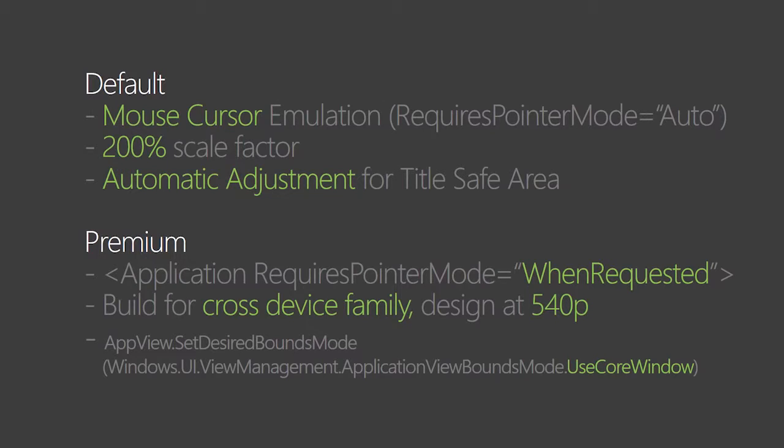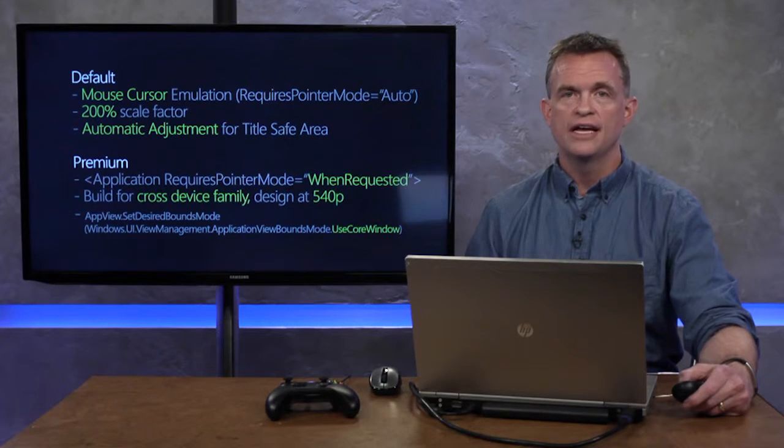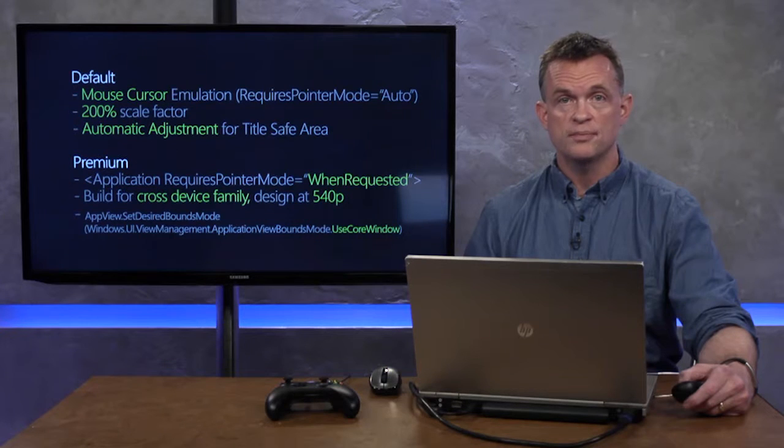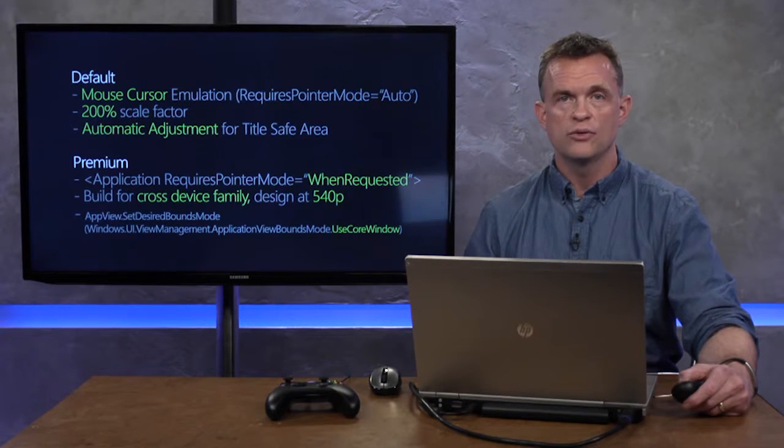And then finally, you can see the final part of my demo is the bullets here for the premium section: you can make this API call to set it to use core window, and what that will do is take off the automatic adjustment for title safe area. The reason why you might want to do that is your app may already have some sort of white space around all of the edges, and maybe you have more than necessary white space to account for title safe areas. So you don't want the platform to squeeze your app in further and make your UI smaller on the large screen.